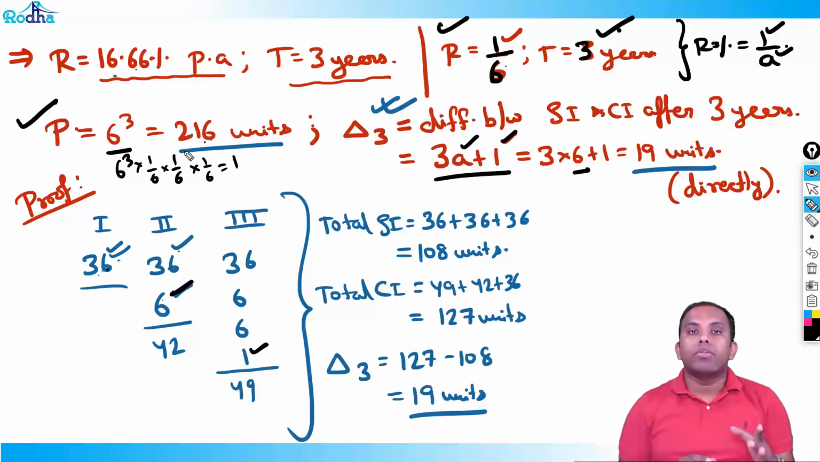We can calculate everything by this method: SI, CI, difference between SI and CI for 2 years, 3 years, right? Everything I can calculate with this method. And at last we can derive this beautiful shortcut. So now we can solve some problems based on this concept. Okay, so let's solve some problems.